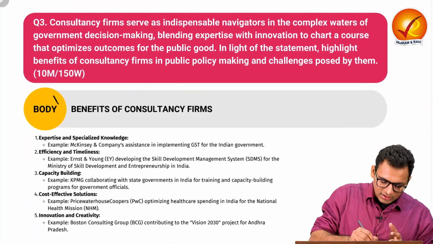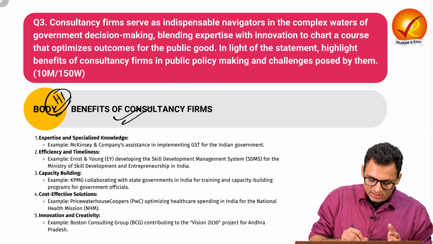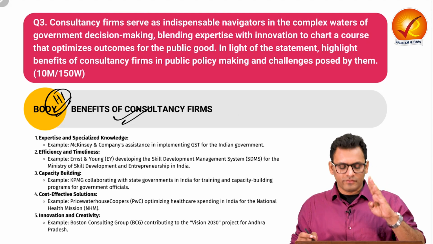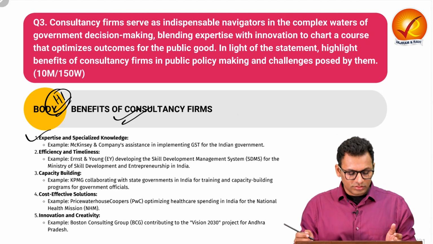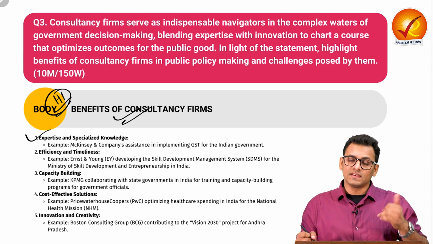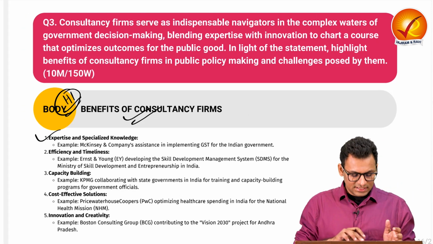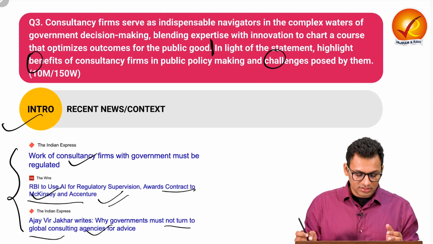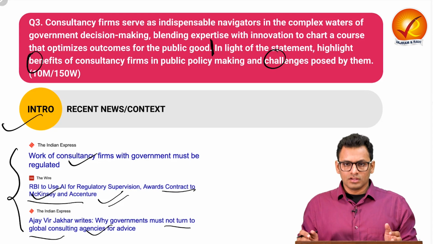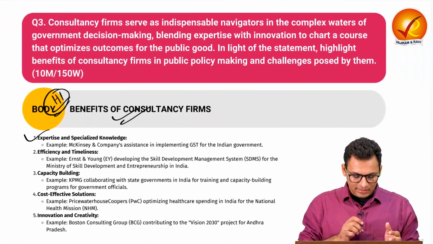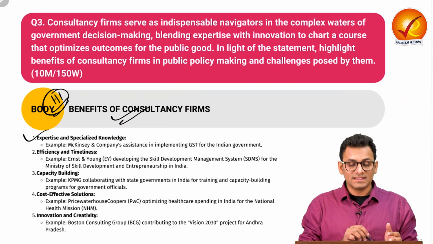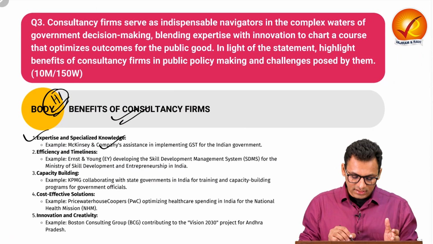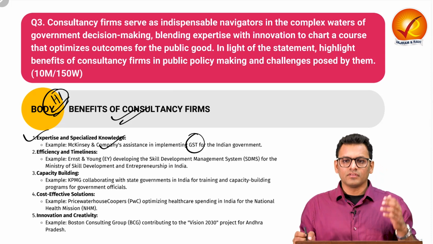In heading 1, you can start with certain benefits of consultancy firms. Over here, you can list down the benefits along with certain proof points. First, you can talk about expertise and specialized knowledge, as we saw in the recent context part, where the RBI is using certain technology for regulatory supervision and is using a specific consultancy firm for the same because of the specific expertise and specialized knowledge. For example, we have seen McKinsey and Company's assistance with respect to the implementation of GST for the Indian government.